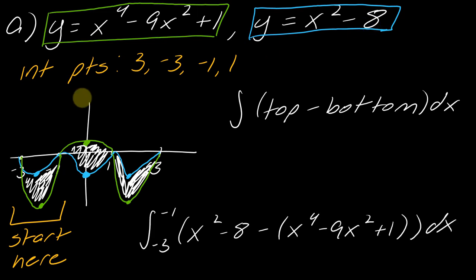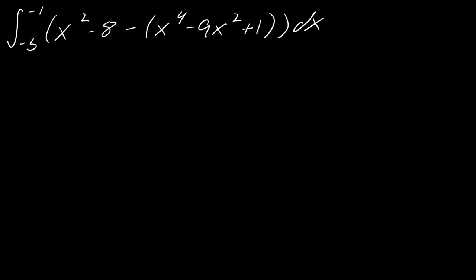So my x squared minus 8 is on top, and then this x to the 4th minus 9x squared plus 1, that's on bottom. And then for my limits of integration, because of how I've drawn this picture, I can really easily see it goes from -3 to -1. Boom, boom, okay? So now we can just integrate. And this is not a bad integral, right? Like the integral itself is not bad. It's usually figuring out what is going on with the graph, okay?